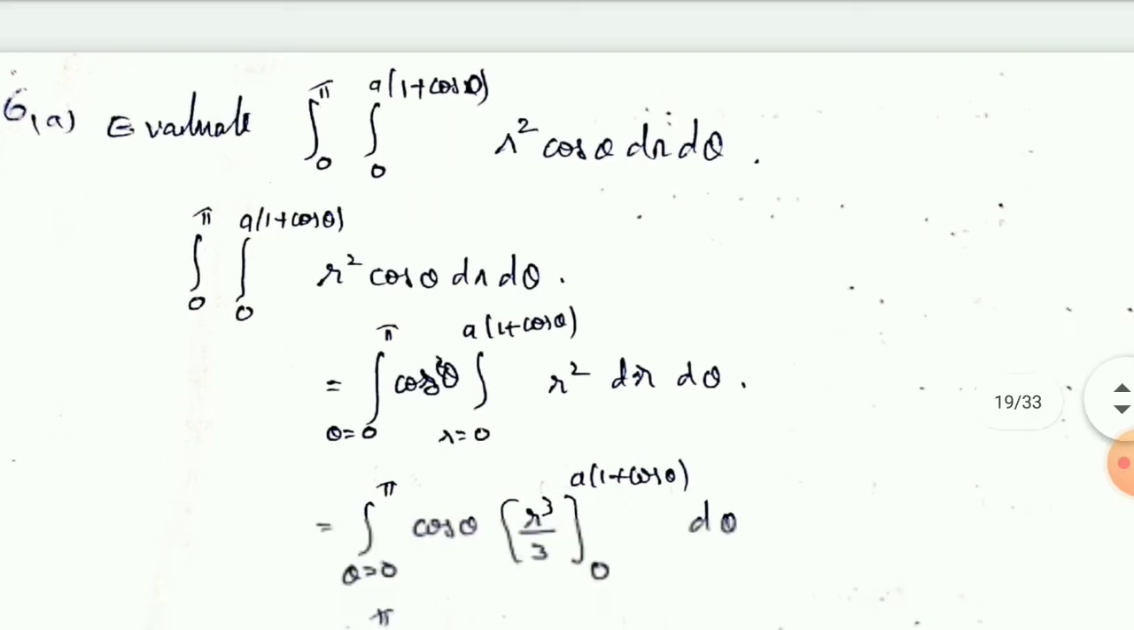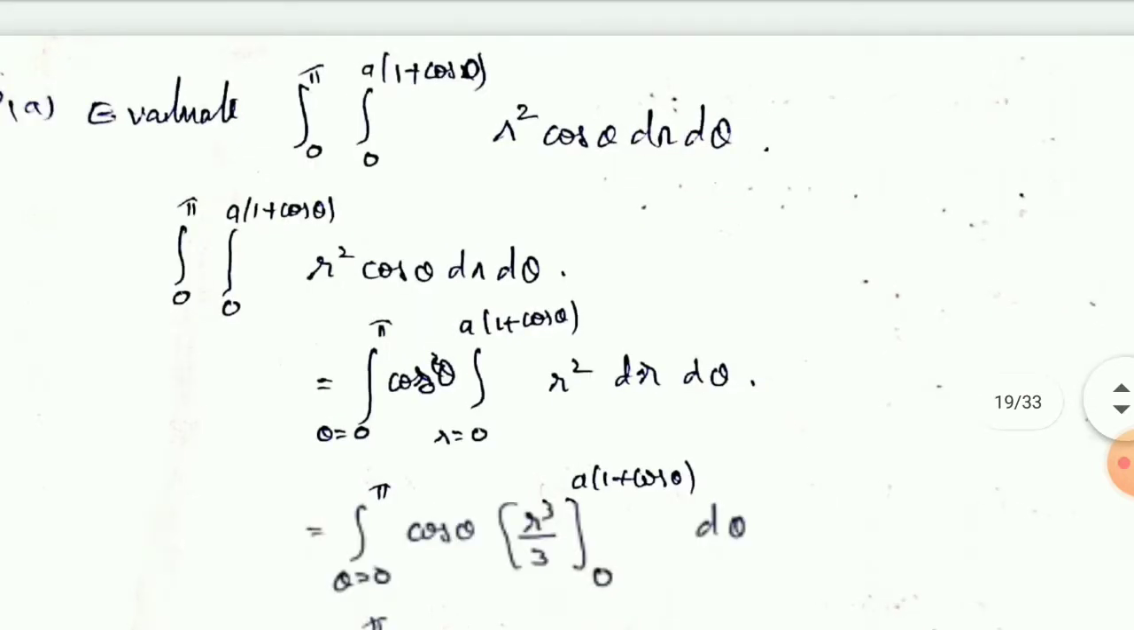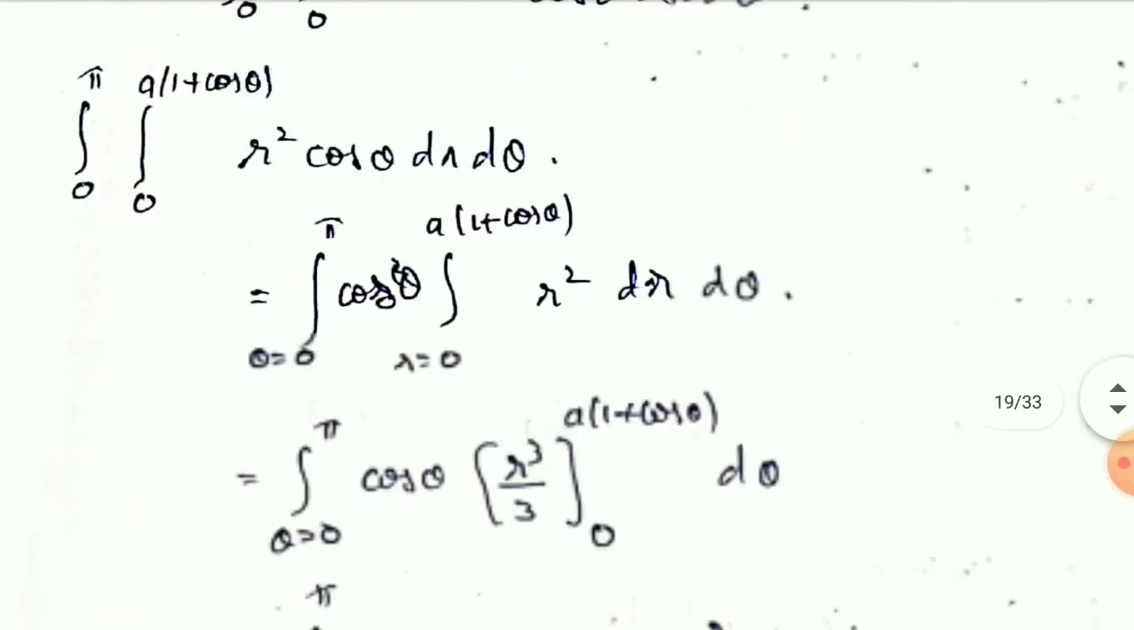Now, the first thing is to look at the given problem. These are in terms of polar coordinates, already given in terms of theta and r. Look at the integral limits: one is 0 to pi and another is 0 to a into 1 plus cos theta. One of the integrals involves the variable theta, so definitely the second integral belongs to r, and automatically the first limits are theta limits. Just identify that.